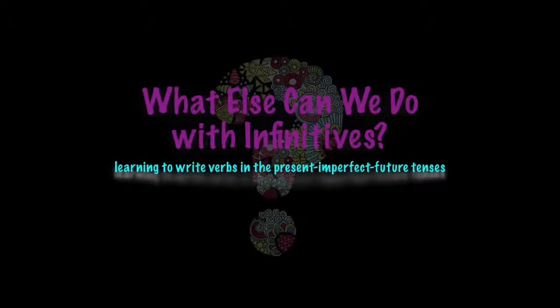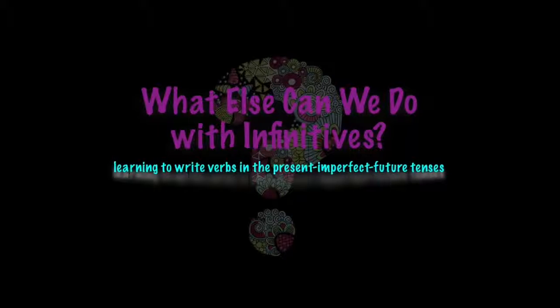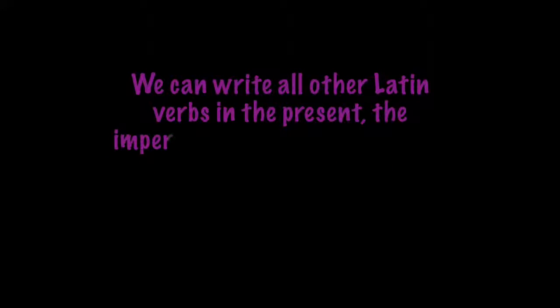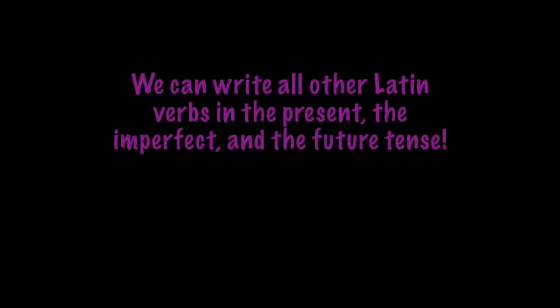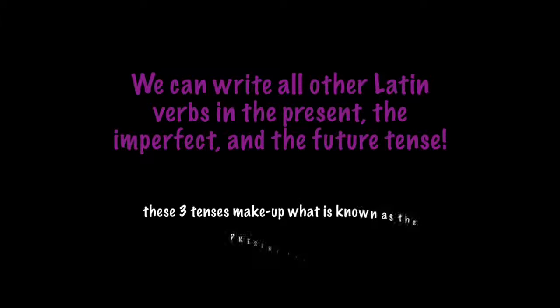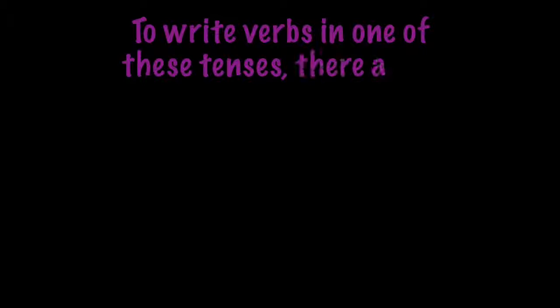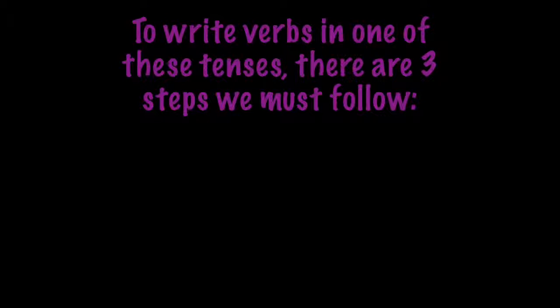What else can we do with infinitives? One of the things that we can do with infinitives is write all other Latin verbs in the present, the imperfect, and the future tense. By the way, these three tenses make up what is known as the present system. To write verbs in one of these tenses, there are 3 steps we must follow.